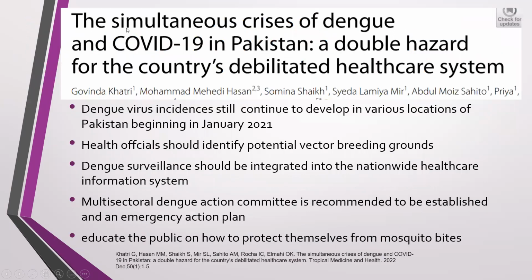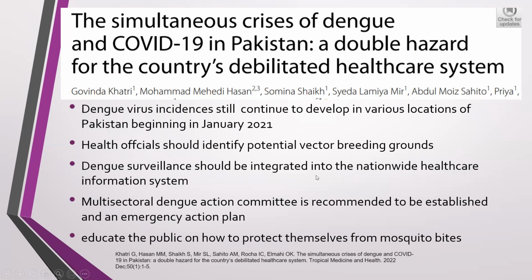And the last is the simultaneous crisis of dengue and COVID in Pakistan. So I would like to take the opportunity to highlight the problem that is currently the higher incidence of dengue virus in Pakistan since January 2021. Health officials are trying to identify the breeding grounds.